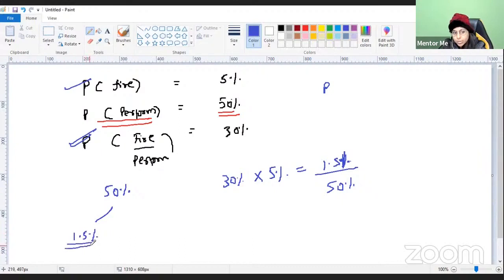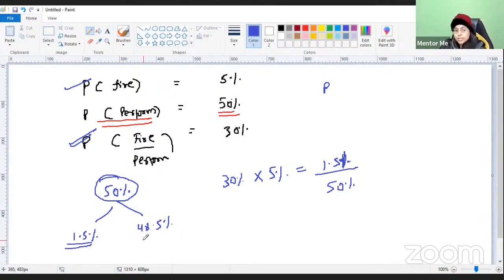1.5% are the people who get fired and remaining 48.5% people do not get fired. There is a 50% probability of good performance; given good performance, there is 1.5% probability that the CEO will be fired, and there is a 48.5% probability, that is 50 minus 1.5, that the CEO will not be fired.